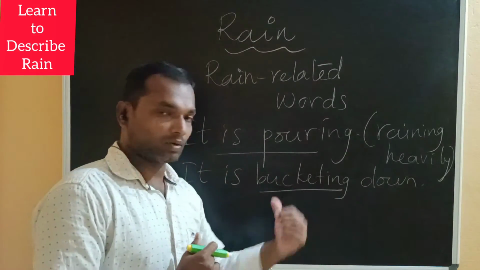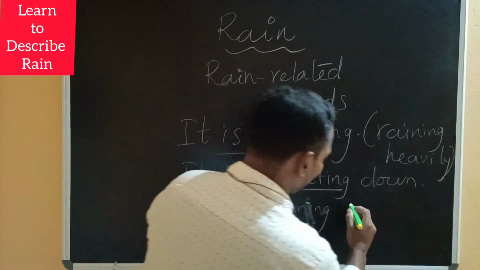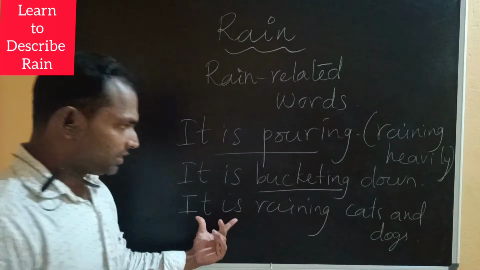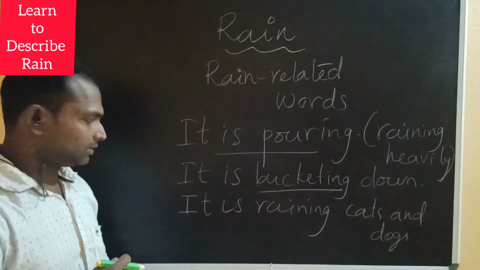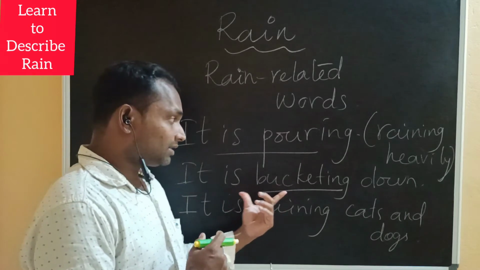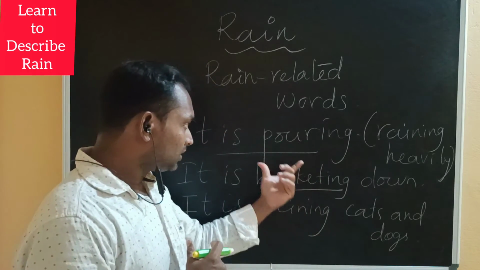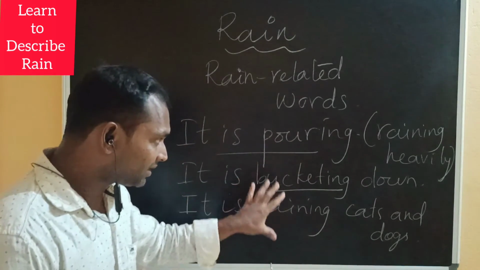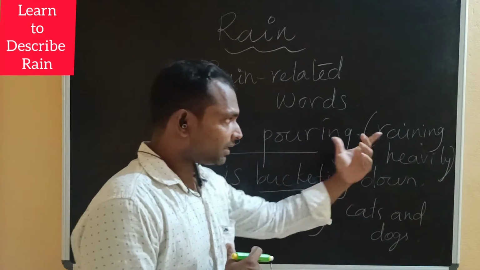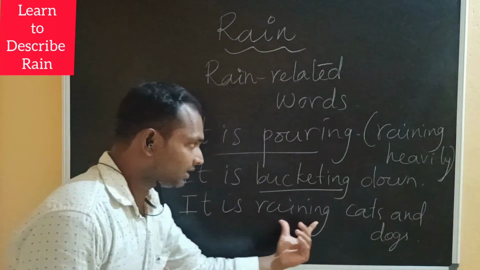It is pouring. It is bucketing down. It is raining cats and dogs. That means the same. Bucketing down means it is pouring. What's the meaning of these three different expressions? These three different expressions are the same. They mean raining heavily.